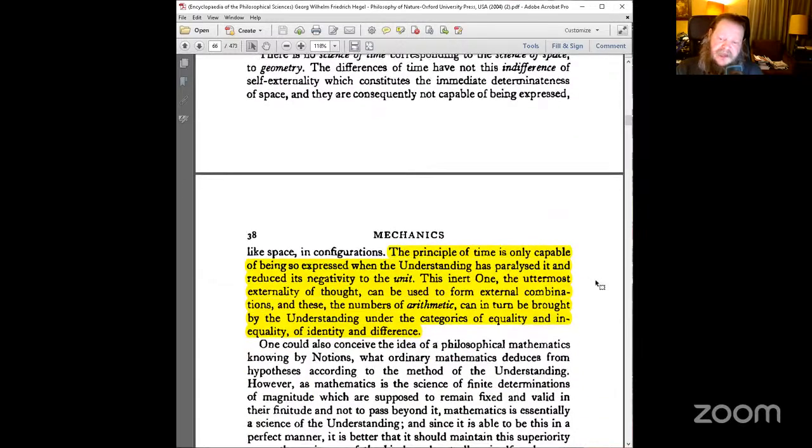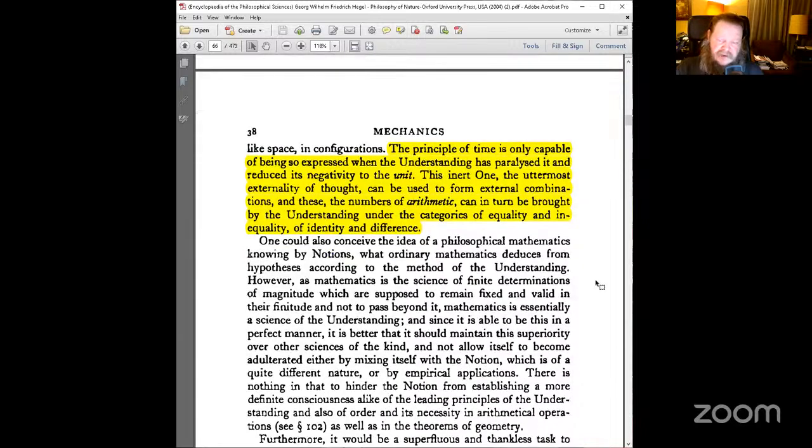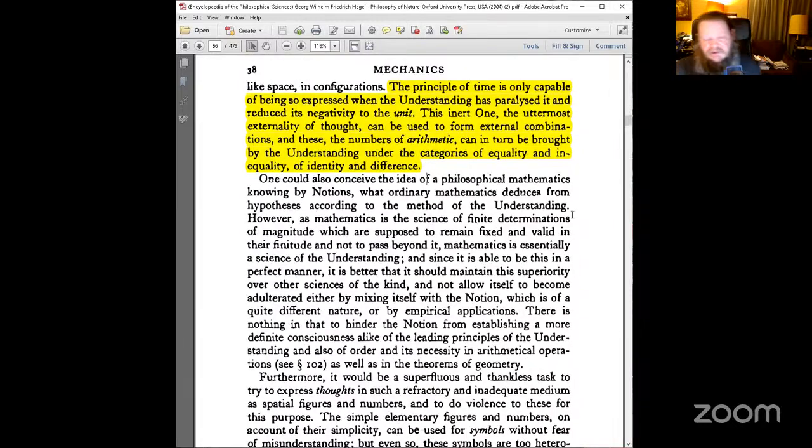The principle of time is only capable of being expressed when the understanding has paralyzed it and reduced its negativity to the unit. This inert one, the uttermost externality of thought, can be used to form external combinations, and these, the numbers of arithmetic, can in turn be brought by the understanding under the categories of equality and inequality, of identity and difference.